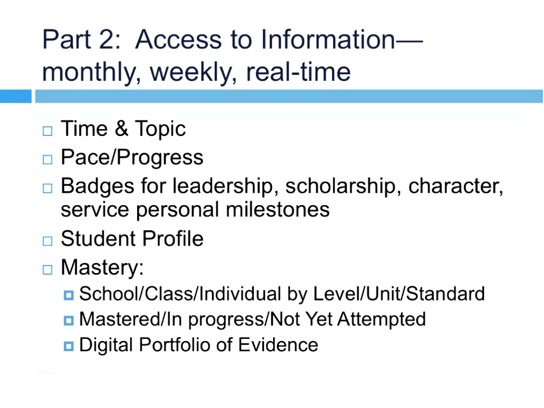So in terms of access to information, there are 5 key areas with regular real-time access to data: time spent on activities and the topics they're spending them on, and student pace and progress, who's on pace, who's ahead of pace, who's behind pace. We have a badging system that allows us to badge not just academics, but service, who's helping who. We have a strong peer network component, as well as leadership and personal milestones.